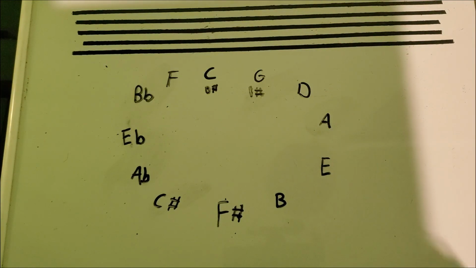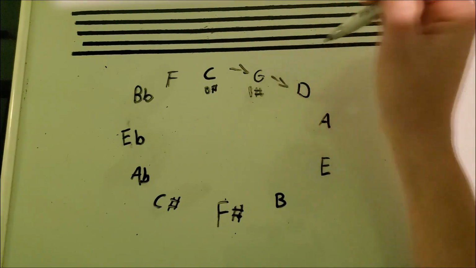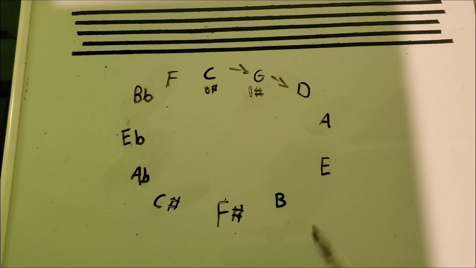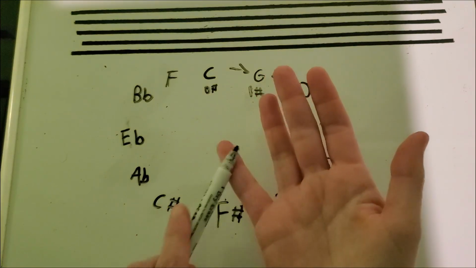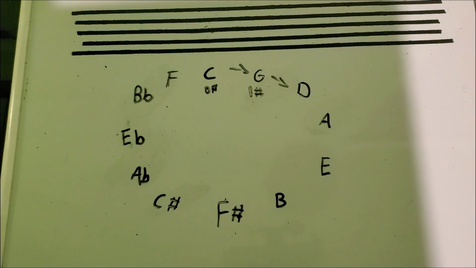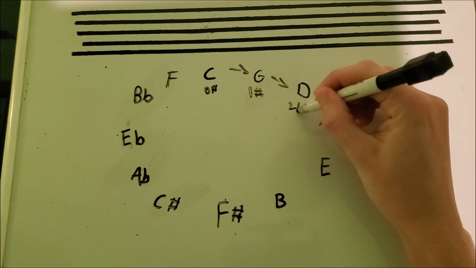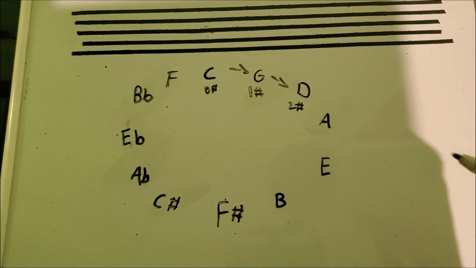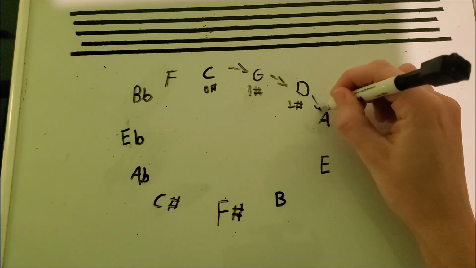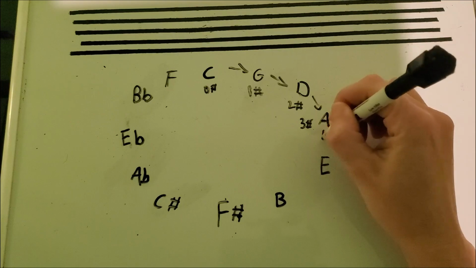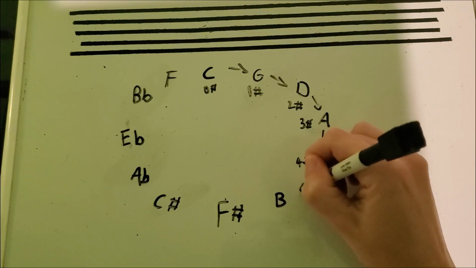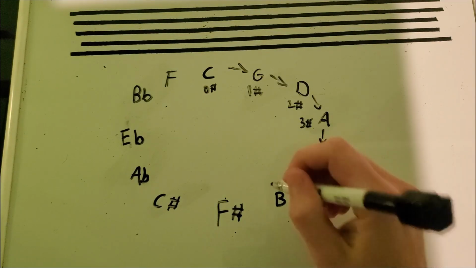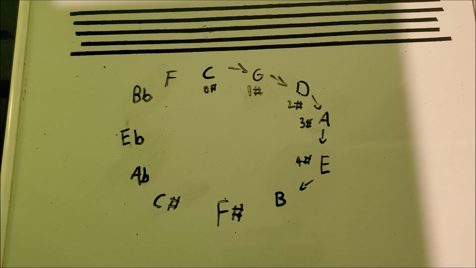Then I'm going to keep going in this direction. So we get to D. Same thing, I go from G, I count my 5 times, so G, A, B, C, D. And we get to D, it's next in the list, so we're going to have 2 sharps. Now if we continue that pattern, we're going to see we go to A, 3 sharps, 4 sharps for E, and we're going to keep going down here until we get to B.